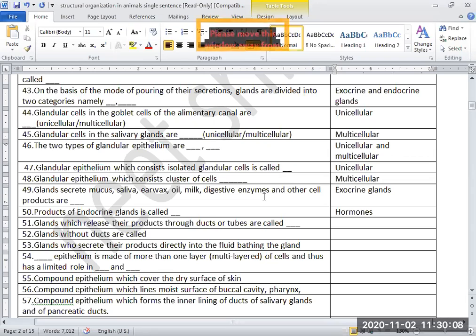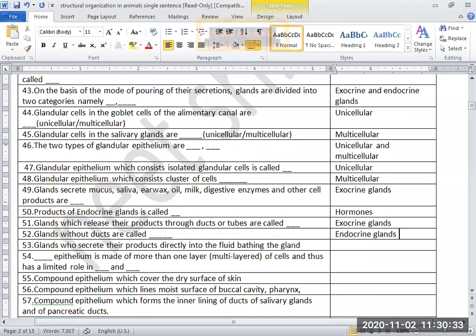Exocrine. What do we call them? Exocrine glands. Glands without ducts are called endocrine glands.